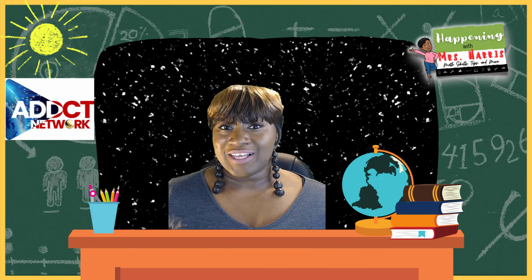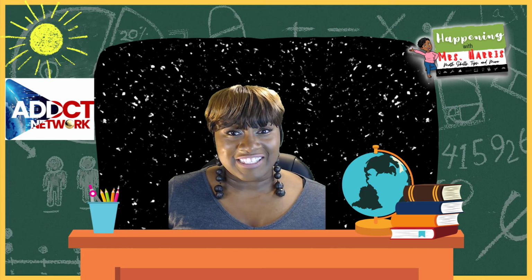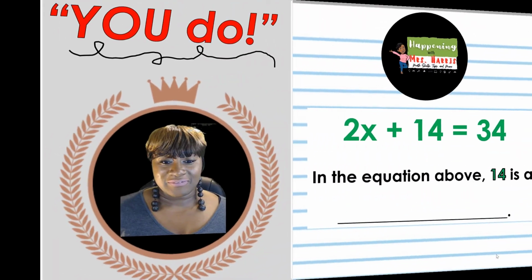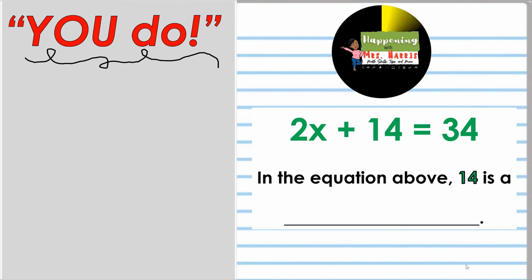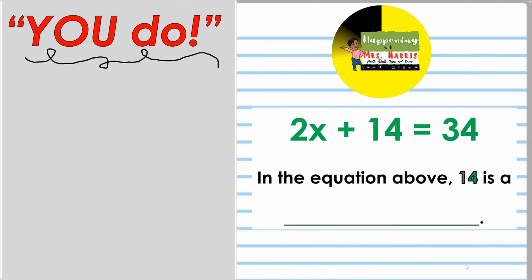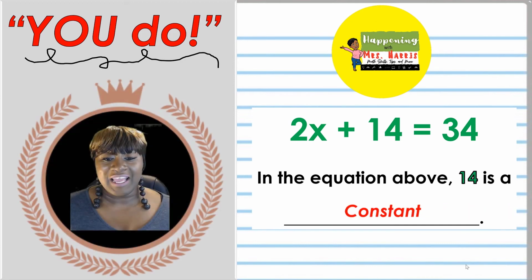Now it's your turn. Think you're up for the challenge? Let's go. First question, 2x plus 14 equals 34. In the equation above, 14 is a... 14 is a constant. Did you guess it?